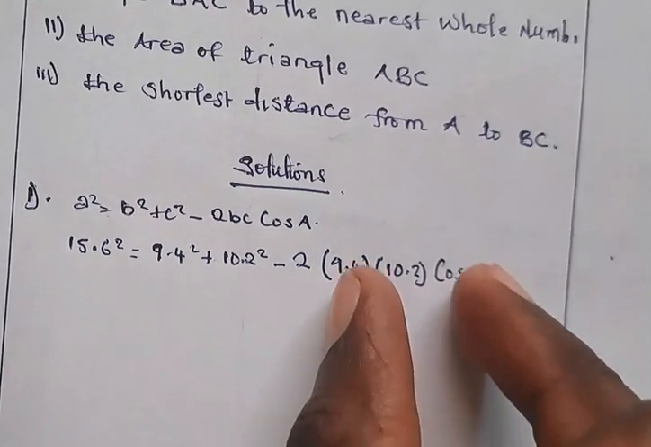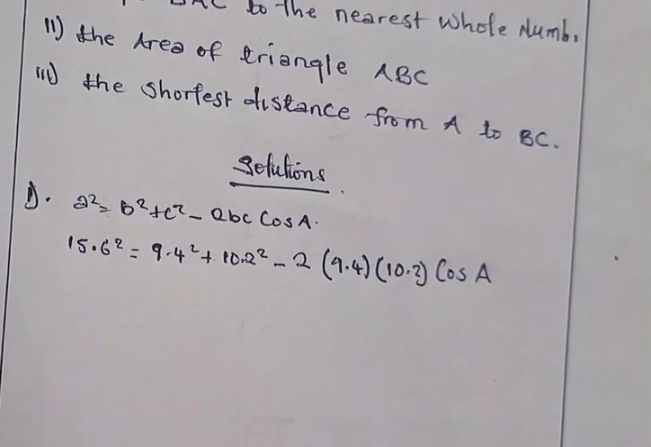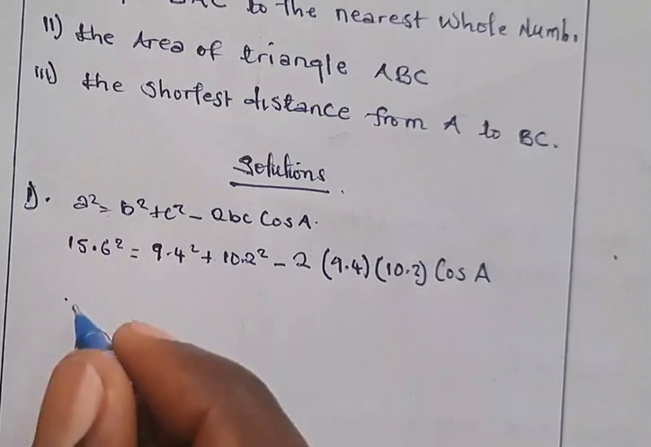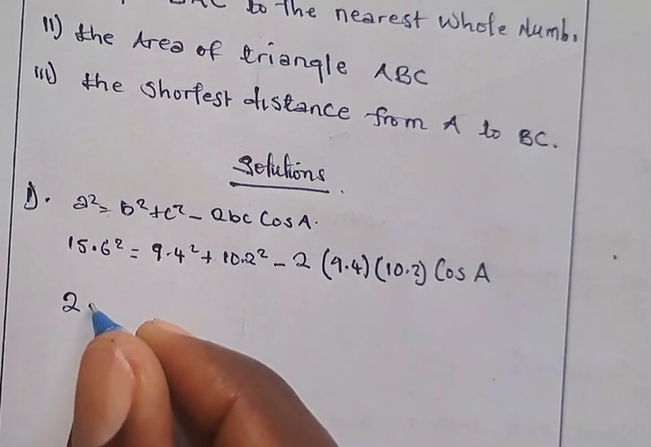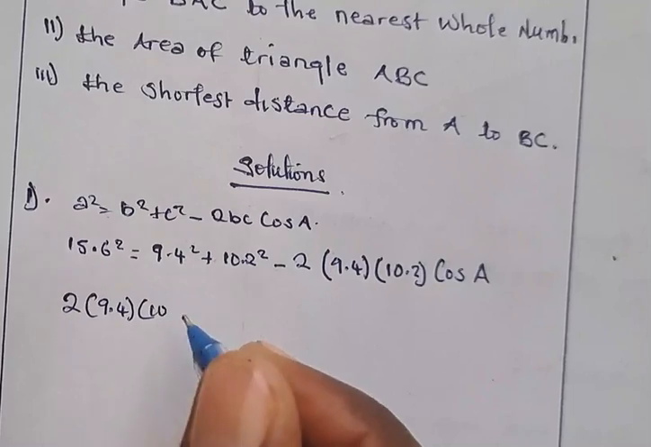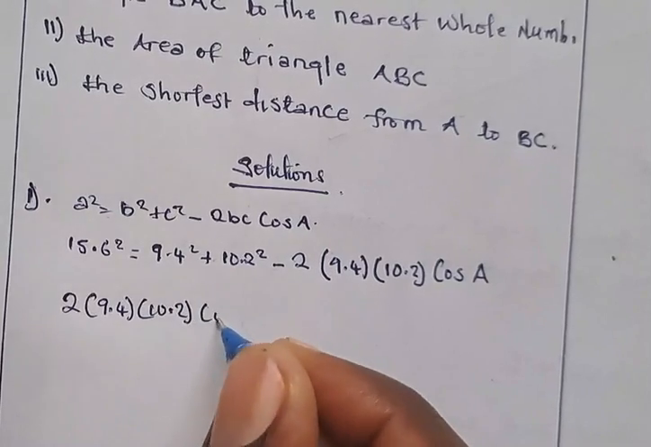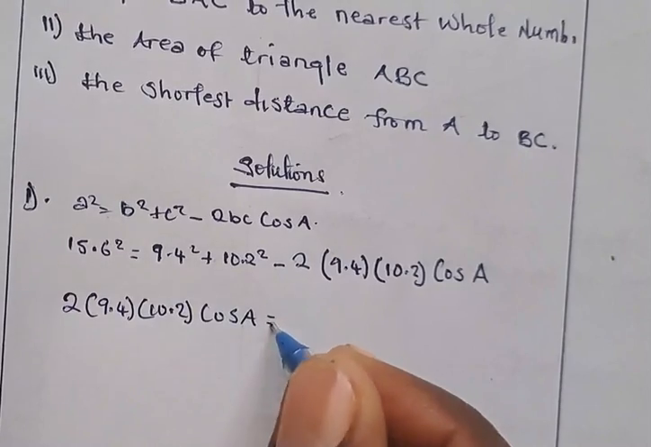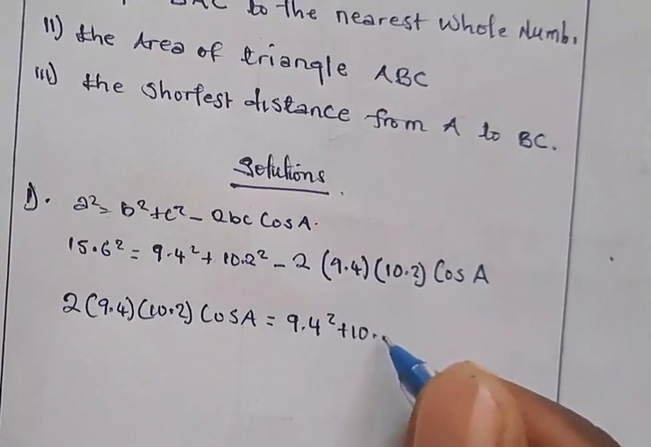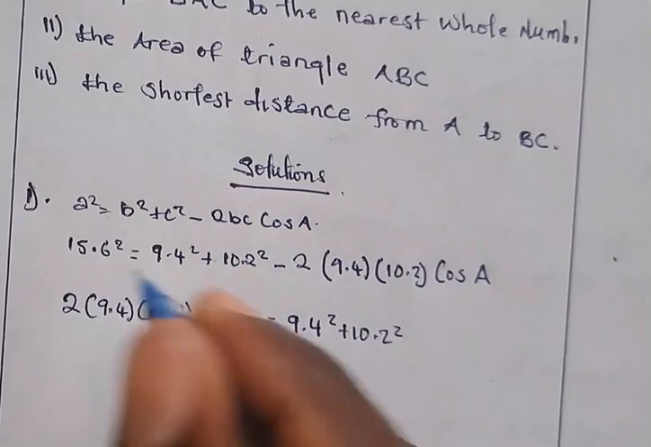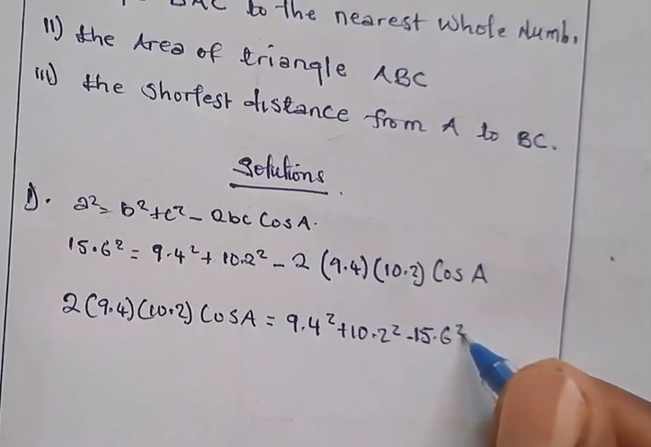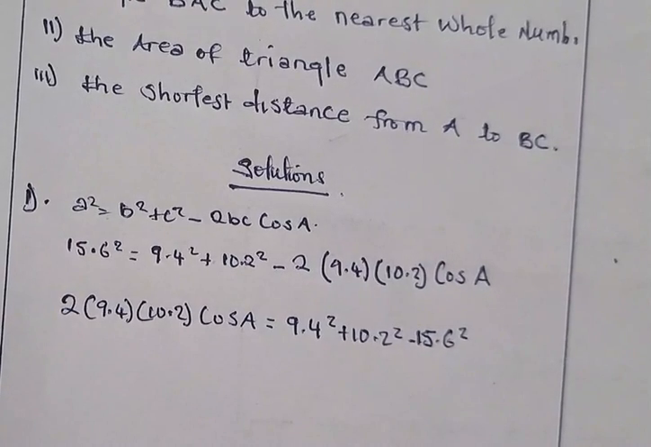And remember, when we lift it, it will change the sign. This one was negative here, it will now be 2 times 9.4 times 10.2 cosine A is equal to 9.4 squared plus 10.2 squared. This one will be negative, minus 15.6 squared. So let us evaluate them.